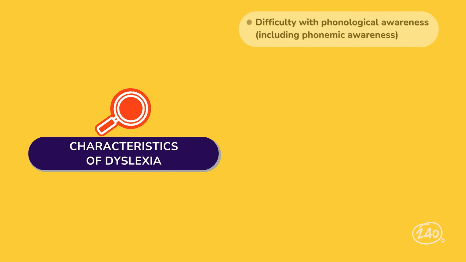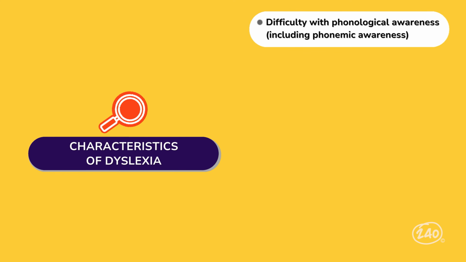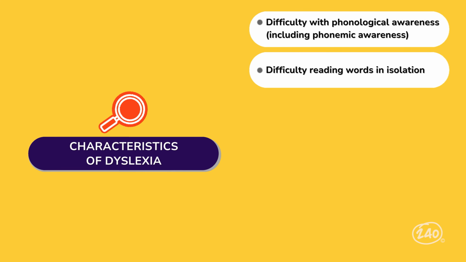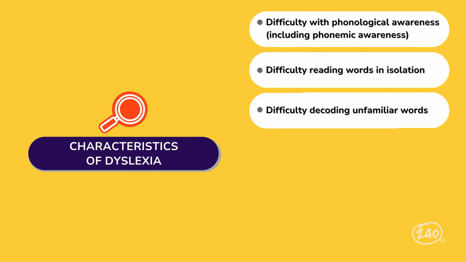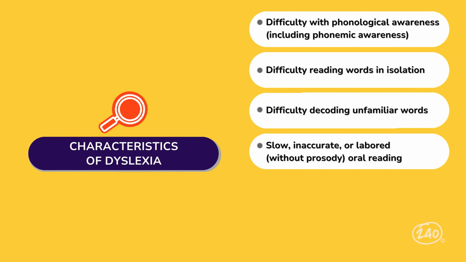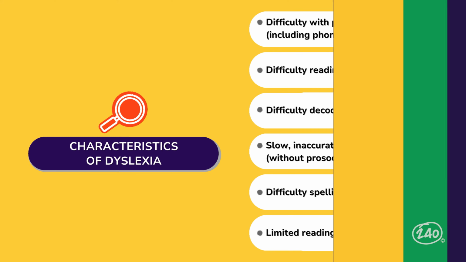Students identified as having dyslexia typically experience some or all of the following characteristics: difficulty with phonological awareness, including phonemic awareness, difficulty reading words in isolation, difficulty decoding unfamiliar words, slow, inaccurate, or labored oral reading without prosody, difficulty spelling, limited reading fluency. However, it's important to know that not every student who exhibits these characteristics has dyslexia.